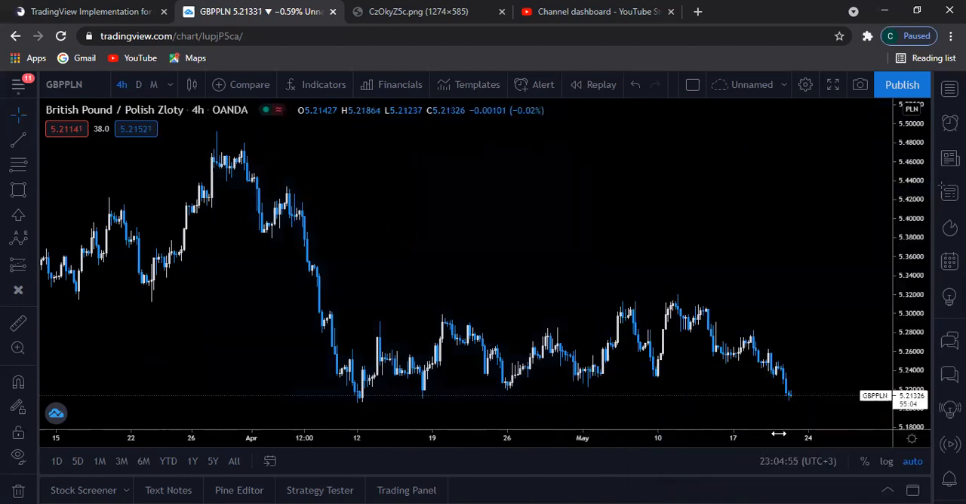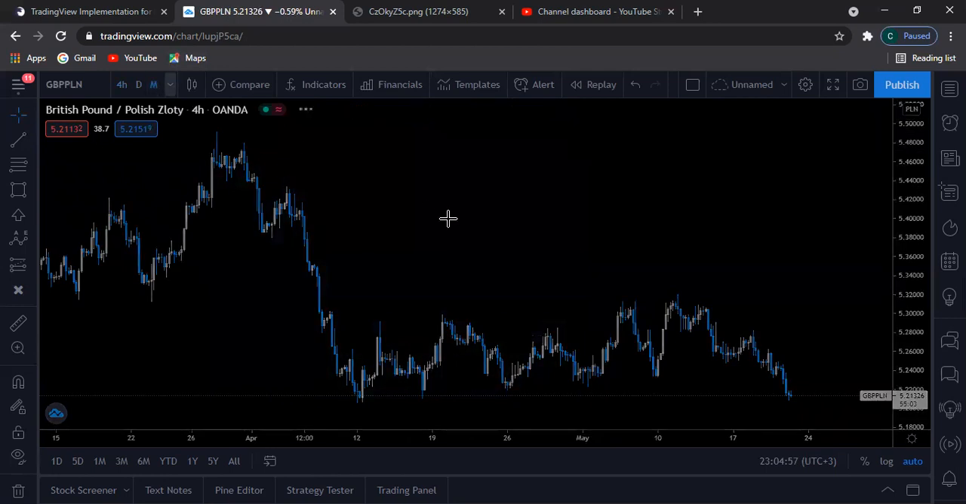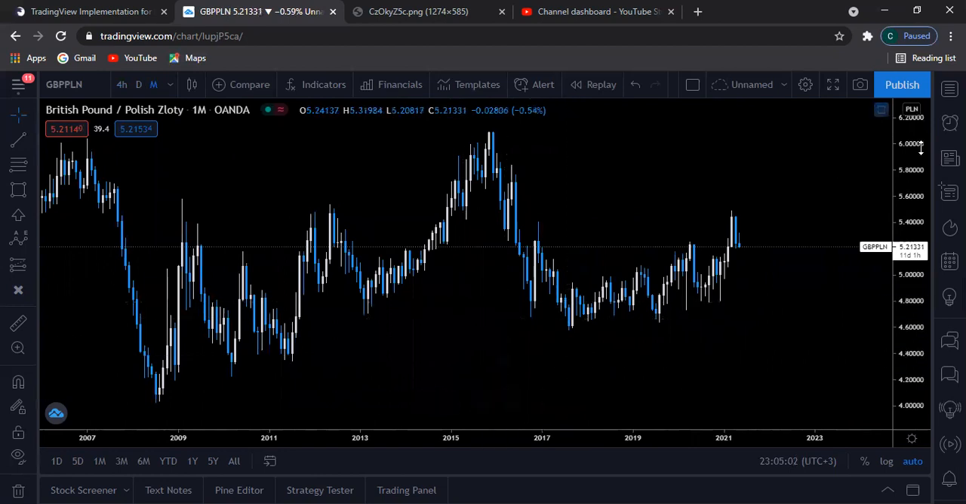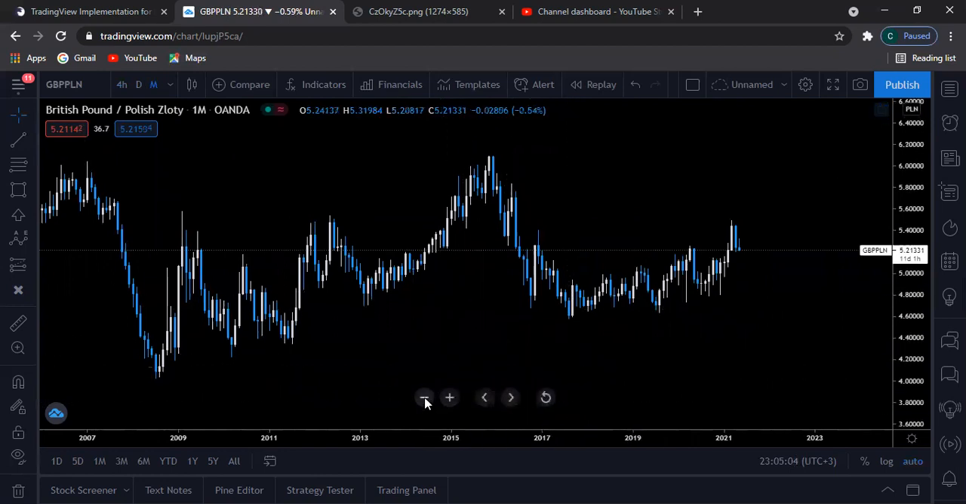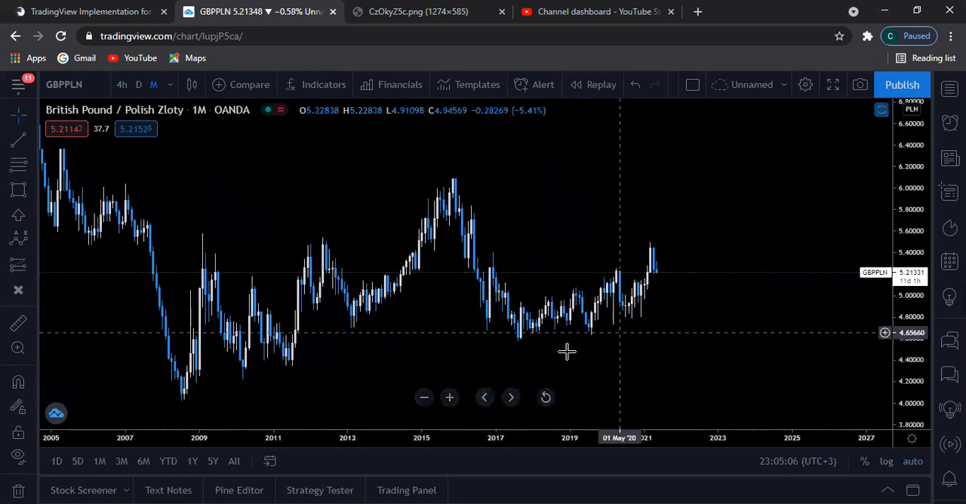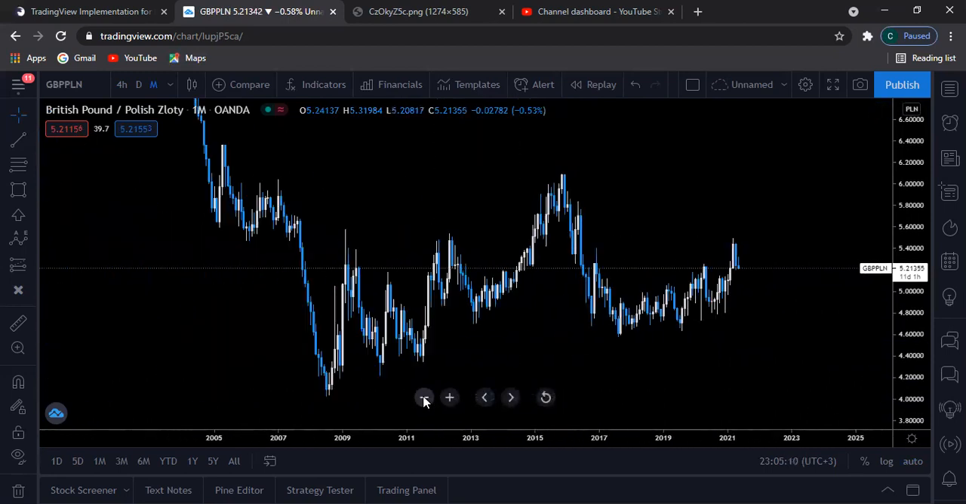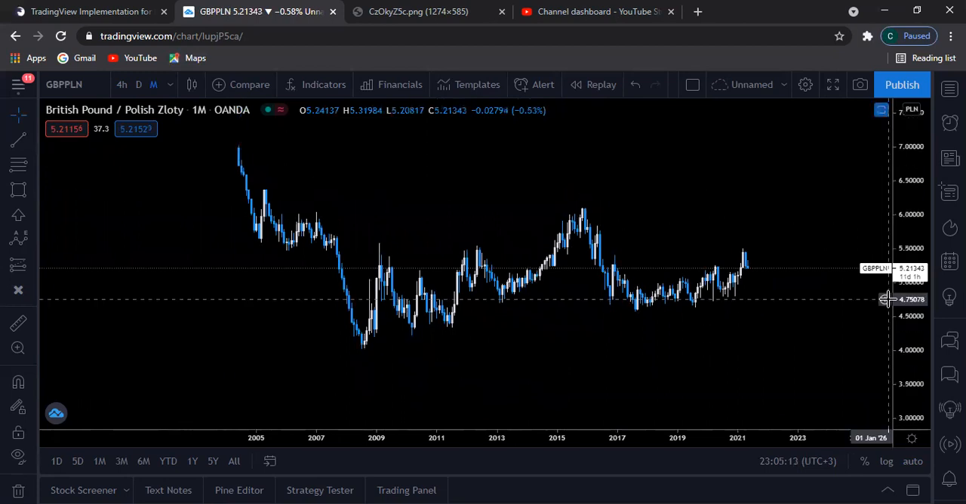Okay. So now, starting from the monthly time frame, it shows you the direction, if that makes sense, like the bigger picture. So now, starting from the monthly time frame, we have to look at the bigger picture, like what's the trend? What's the trend of this pair, right?